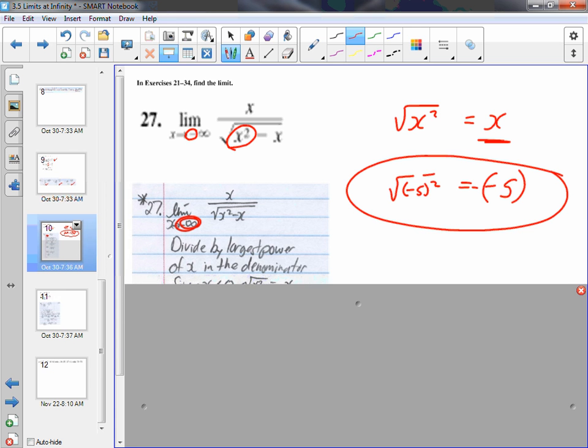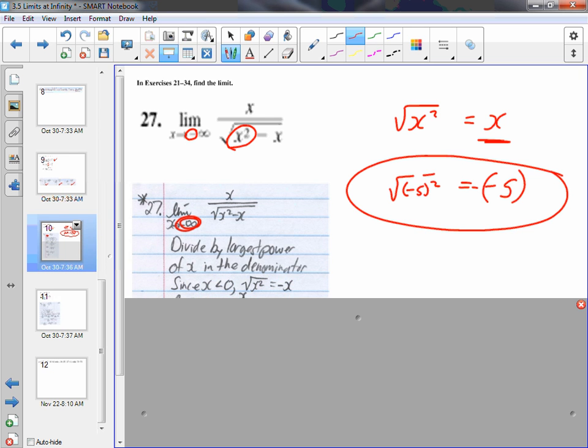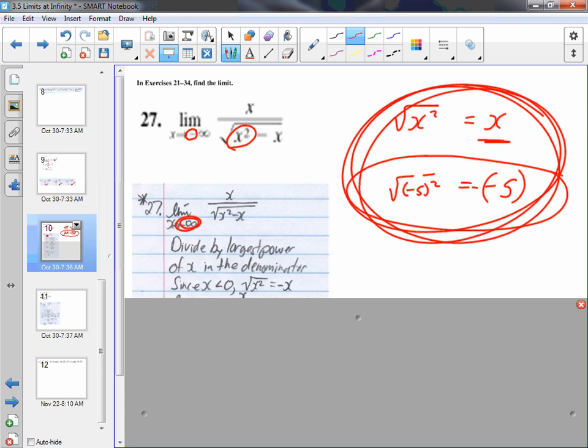So here's what you say. Since x is less than 0, or you can write since x is negative, the square root of x squared doesn't equal x. The square root of x squared equals negative x. Remember way back when we would call negatives opposite ofs? The square root of x squared equals the opposite of x, is what it amounts to. And here's why. Make sense?